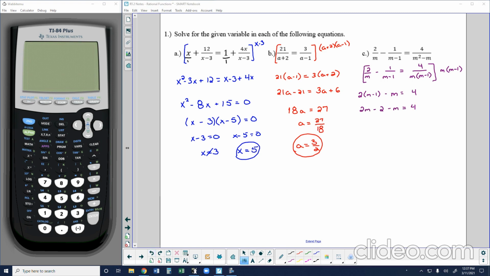If I substitute 6 back into the equation for m and m minus 1 and m squared minus m, I would get 2 over 6 minus 1 over 6 minus 1, which is 5. So this would be the approximate decimal. If I did the same thing for the second side of the equation, I would get in my denominator 6 squared.